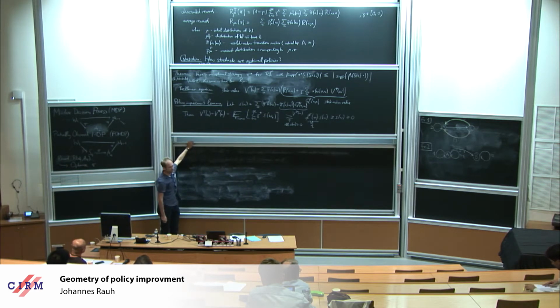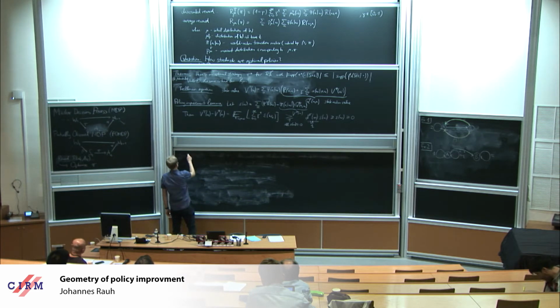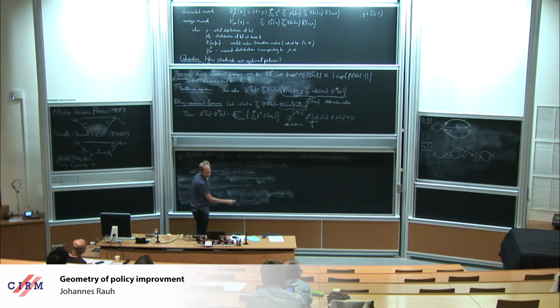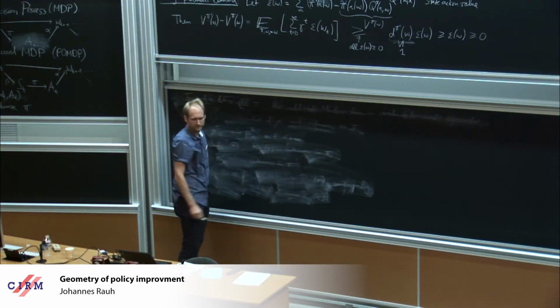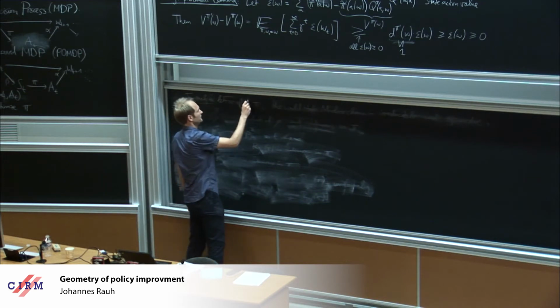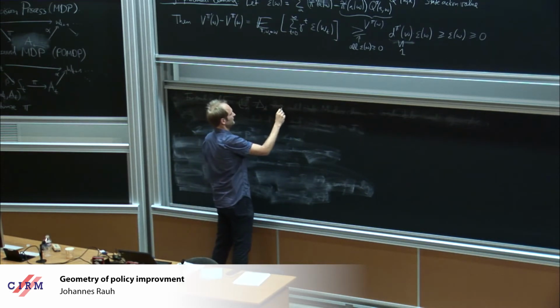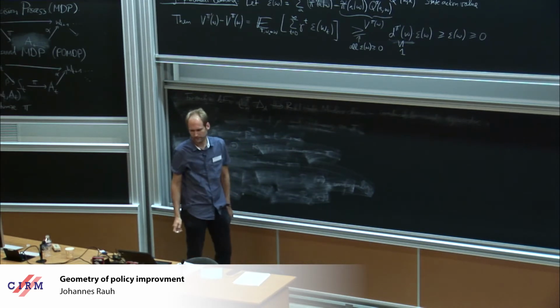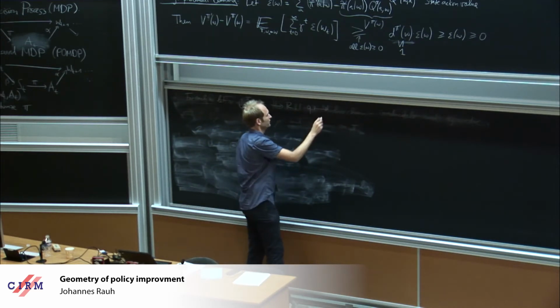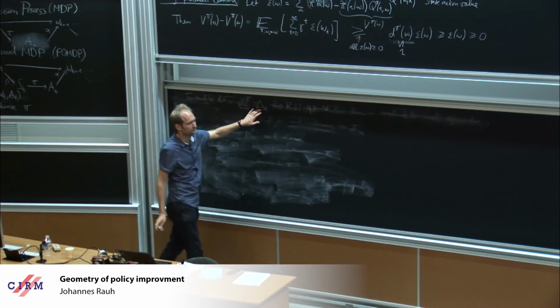Okay, so the construction to find a pi prime is as follows. The basic observation is that this condition that epsilon is bigger than 0 is linear in the policy. So first we define the following linear functions. It takes an action and maps it to a real number. No, it takes a distribution on the set of actions.